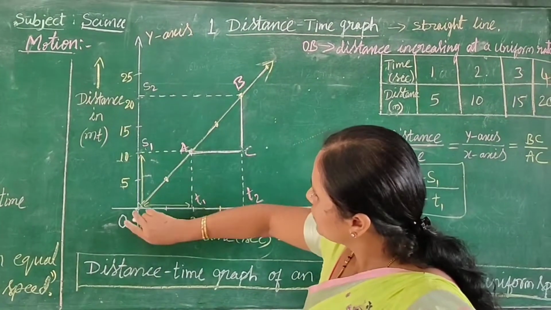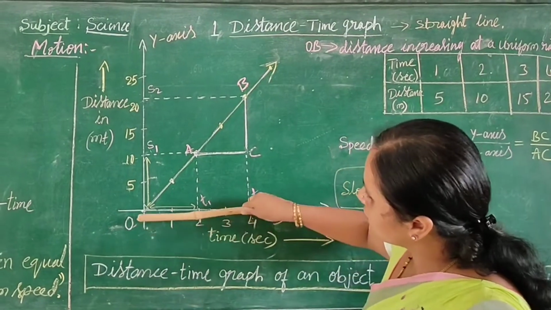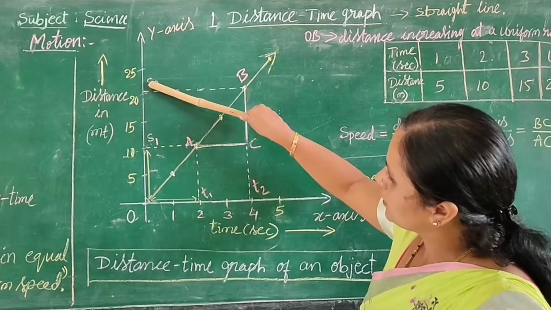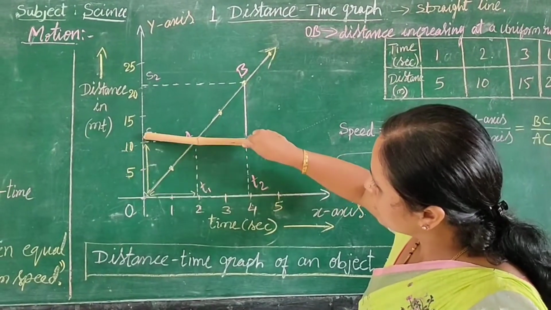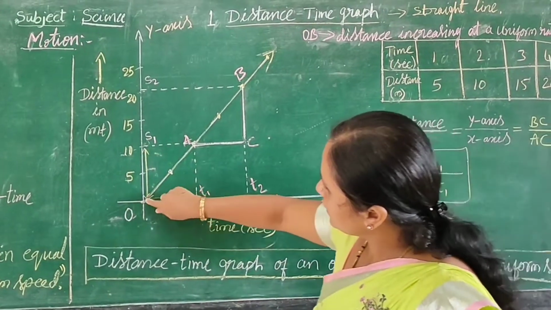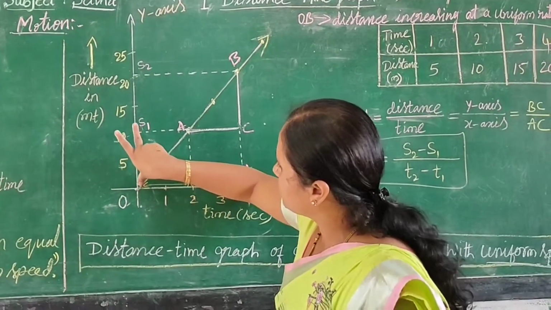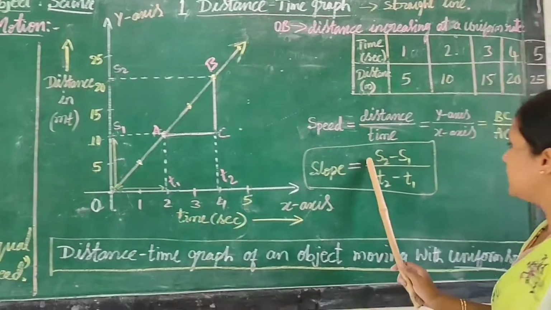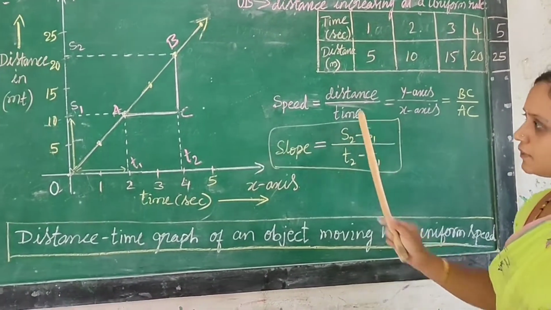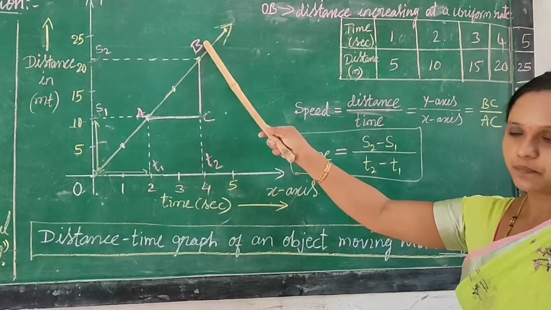So here the total distance is S2. From this total distance you subtract this part, S1. That is, S2 minus S1. Then I will get the BC part.